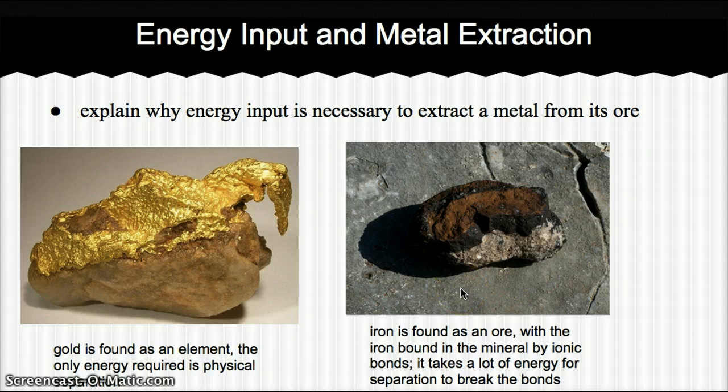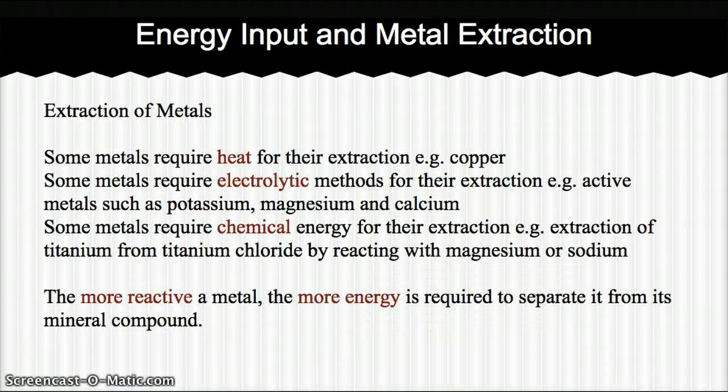The more reactive a metal is, the more likely it is to react with other elements like oxygen, sulfur, etc. The more reactive a metal, the more energy is required to separate it from its mineral compound. So in extracting metals, some metals only require heat for their extraction, and an example of this would be copper. Some metals require electrolytic methods for their extraction, for example, active metals, including potassium, magnesium, and calcium.